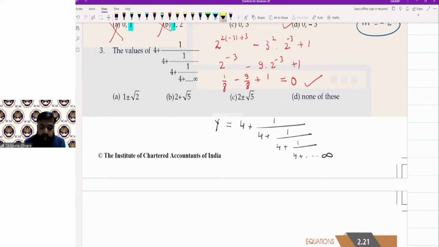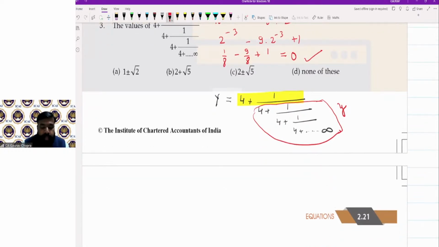Now, if we hide the first portion, what is left? The remaining whole thing will be equal to the question given. अगर हमने फर्स्ट लाइन को हटा भी दिया तो भी हमारा क्वेश्चन वही दिखेगा जो ओरिजिनल क्वेश्चन है. तो हम बाकी बची हुई चीज को वापस क्या लिख सकते हैं? y. This is the main trick. The whole remaining portion can be written as y. This is exactly equal to y. So we will write y is equal to 4 plus 1 upon y.